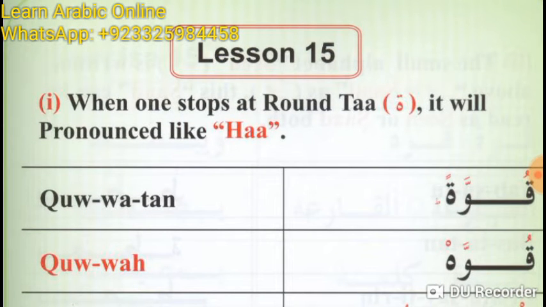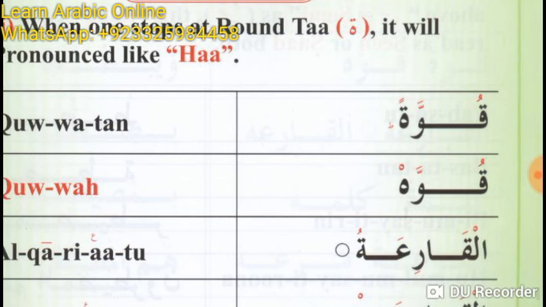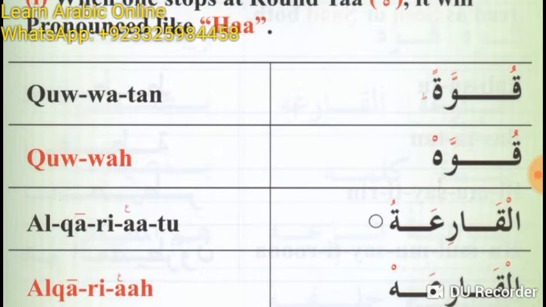So in this lesson, you will learn that when one stops at a round ta, it will be pronounced like ha. It will not be pronounced like ta. For example, look at the first word. You see kuwatan, but you will not say kuwatan. It is wrong. You will say kuwa. Yes, it will be pronounced like ha.